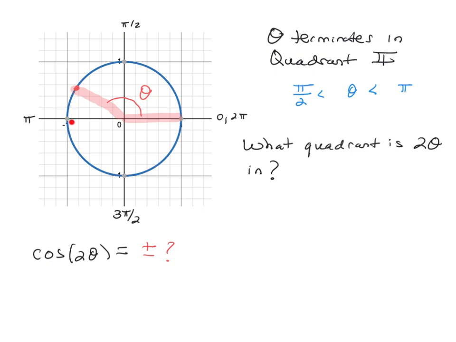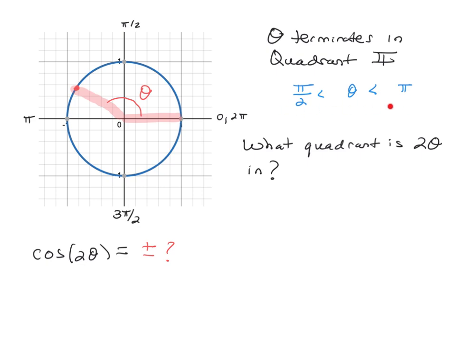If the angle is in the third quadrant, then I know we would choose negative. If theta was in the fourth quadrant, then I know I would choose positive. The reason is, if the angle 2 theta was in the second quadrant, the x value would be a negative number. If 2 theta was an angle in the fourth quadrant, then I would choose a positive number because the x coordinate would be positive. So where is 2 theta?